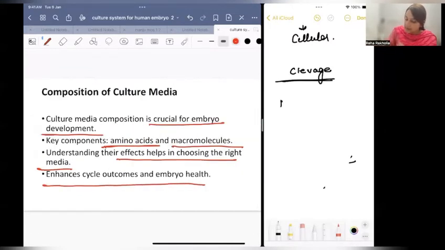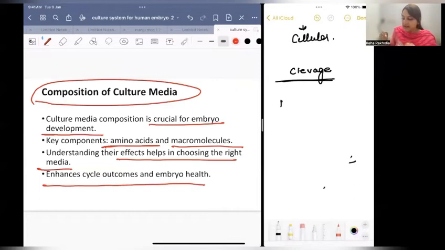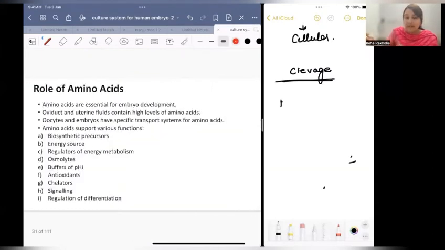The composition of culture media is crucial for embryo development. Basically there are two things: amino acids and macromolecules. The right media will enhance embryo development. Then, the role of amino acids. What are the various roles of amino acids?